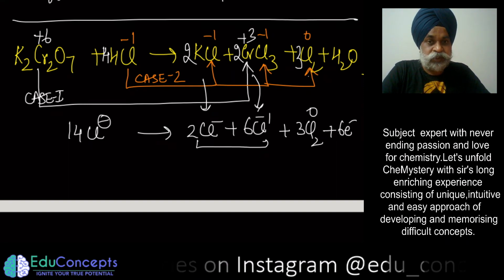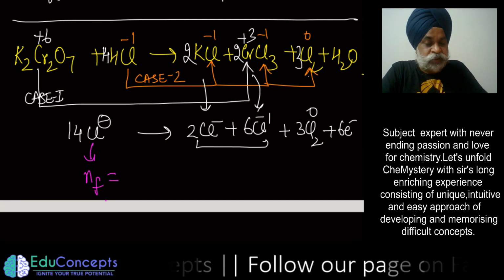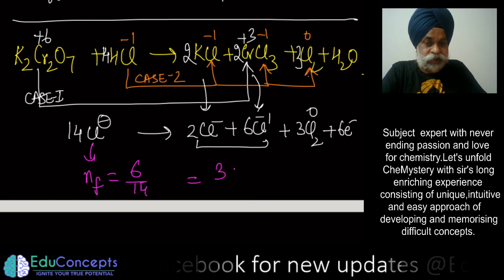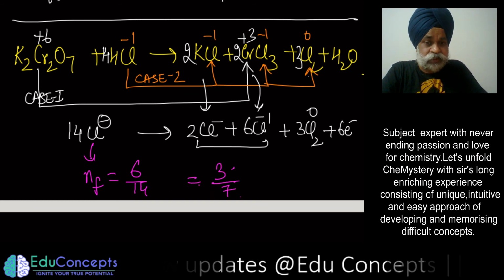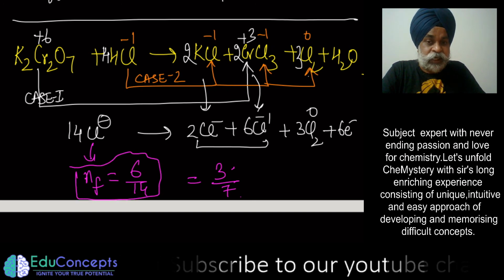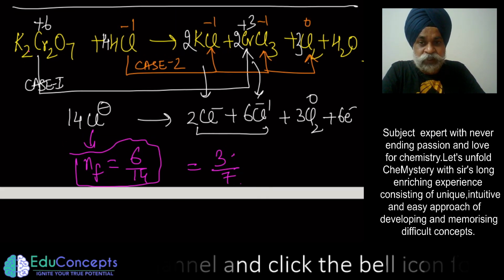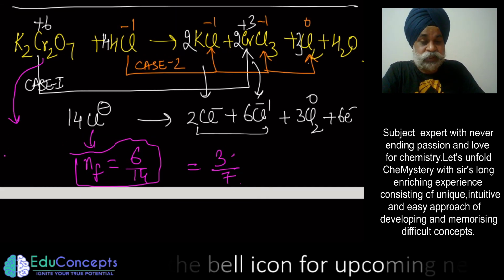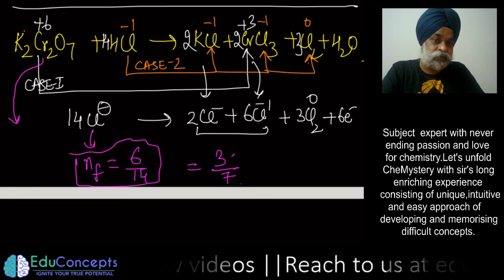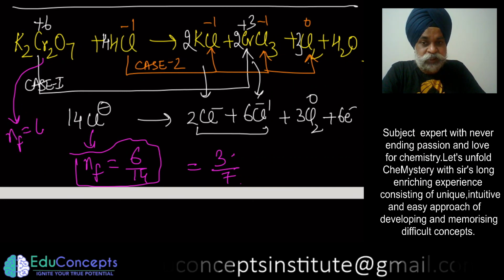So what you are able to see here is, if you want to find out the n factor here, the n factor would be 6 by 14. For that matter, it is 3 by 7. So the n factor here is in 6 is to 14 ratio. And now you could see the n factor of this particular compound, this is case number 1, there are 2 chromium in +6. When that 2 chromium changes to +3, the n factor would come out to be 6.